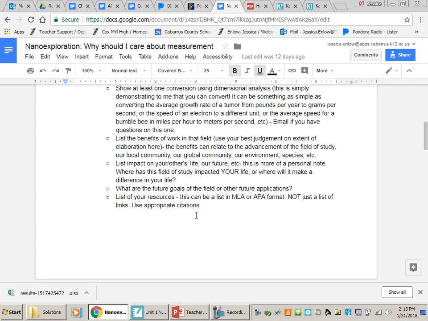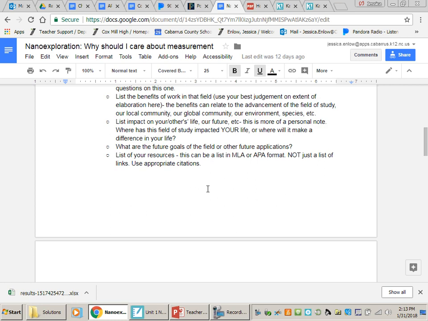Further down, it says, in the field you're investigating, list the benefits of the work in that field. The benefits can relate to advancements in the field, to our local community, to the global community, to our environment, etc. List the impact on your life or our future based on that field. You guys chose some really interesting fields, so that should be an interesting section. What are the future goals or future applications of that field? Somebody chose nanotechnology and batteries; fuel and energy is a big topic right now, especially with climate change. And you should have at least one source.